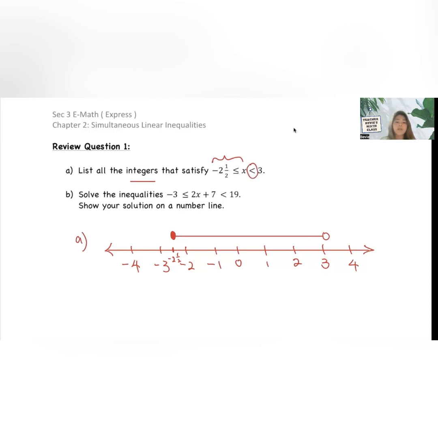Now that I'm done with my number line, I can better visualize the integers that satisfy this inequality, which are -2, -1, 0, 1, and 2. Integer 3 is not in because there is no equal sign over here, meaning 3 is not inclusive. As for the other side, -2.5, although yes, it's inclusive, I cannot take -2.5 because -2.5 is not an integer. So these are my answers for part A.